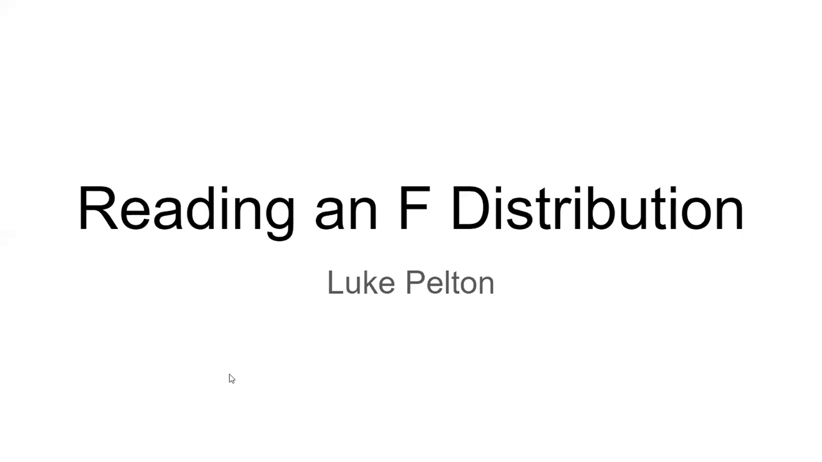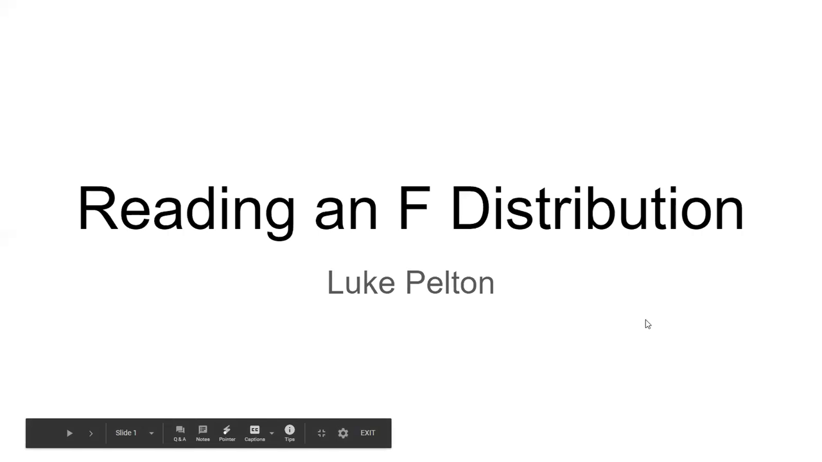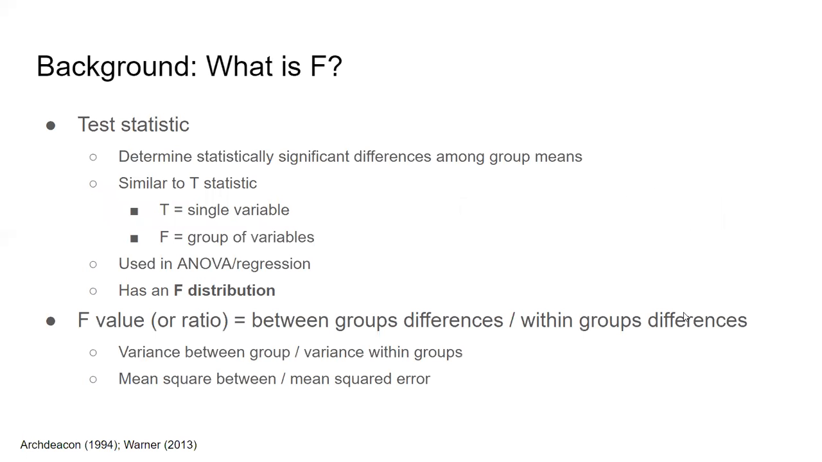Hello. In this video, we're going to be learning about how to read and interpret an F distribution. First, we need to know what F actually is. It's a test statistic that we use to determine any statistically significant differences among group means. This is very similar to the T statistic that we use with T-tests. However, T-tests look at single variable differences, whereas F-tests look at group variable differences. We're going to use these a lot in our ANOVA family of tests, as well as regression analyses.